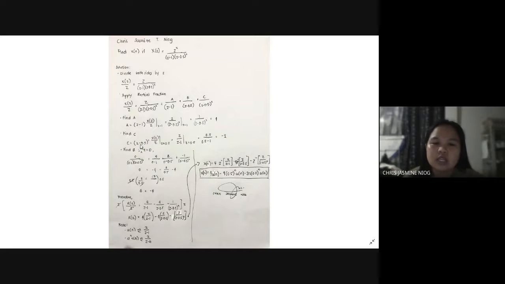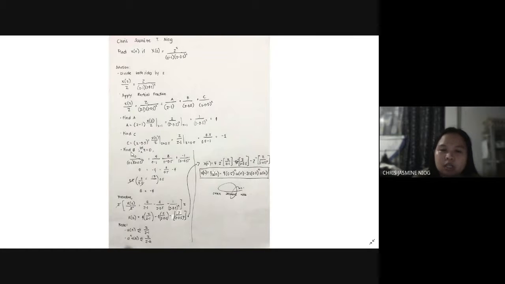Now let's find C. C is equal to z minus 0.5 squared times X of z over z, where z is equal to 0.5. So that cancels, since 0.5 minus 0.5 is equal to 0. Then we have z over z minus 1, where z is equal to 0.5. Substituting, 0.5 over 0.5 minus 1 is equal to negative 1. So those are the values: A is 4, C is negative 1.